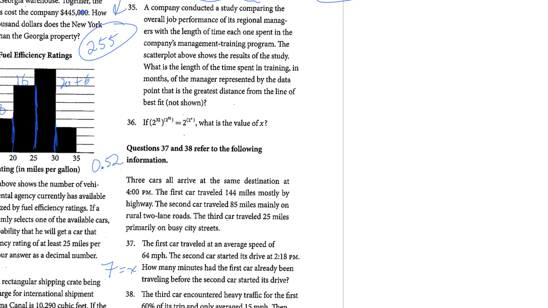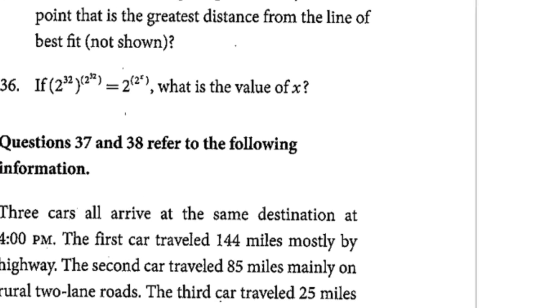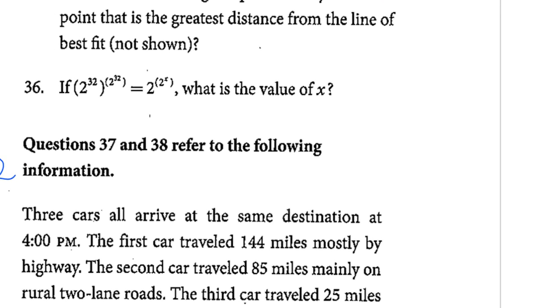All right, on to 36. Some exponents again. Okay, so we want to find x here. So first thing, let's combine and simplify here. If I rewrite this, 2 to the 32 times this. Let me do some work to the side here. So this is 2 to the 32 times 2 to the 32. I'm going to set it equal over here to 2 times 2 to the x.